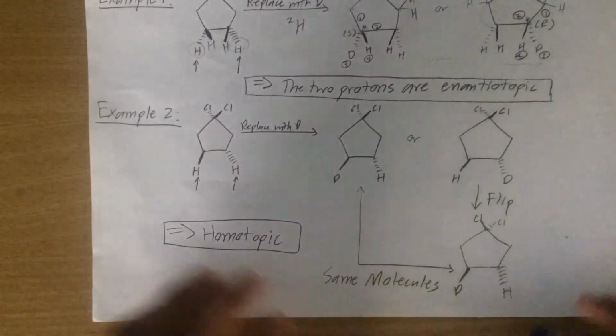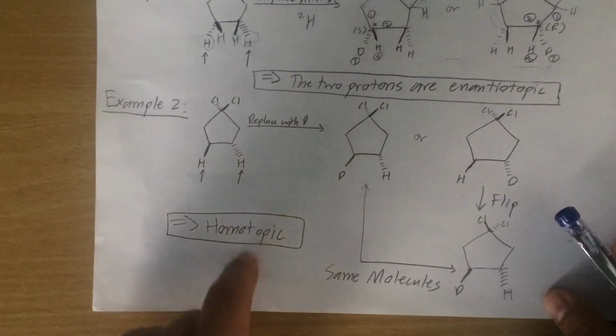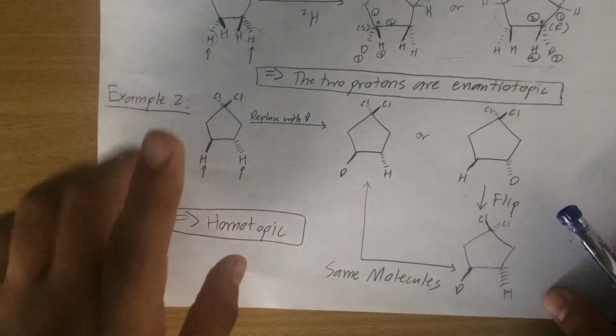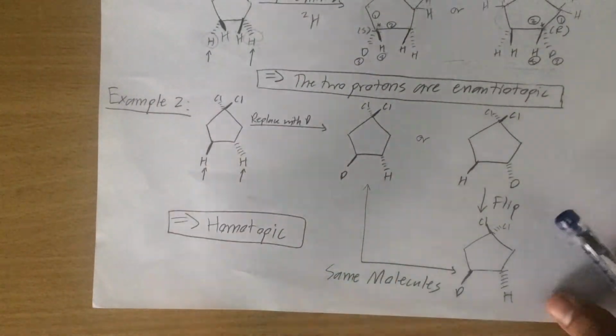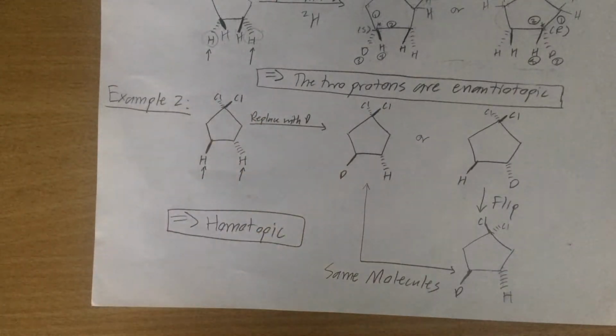Okay? Now we're going to go to our next example. We got this compound over here. We have this hydrogen sticking out of the paper, and we have this hydrogen sticking into the paper. Okay? We want to know if these 2 protons are homotopic, enantiotopic, or diastereotopic.